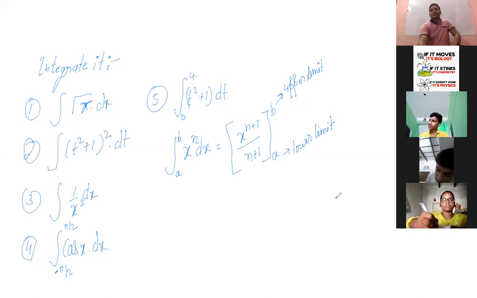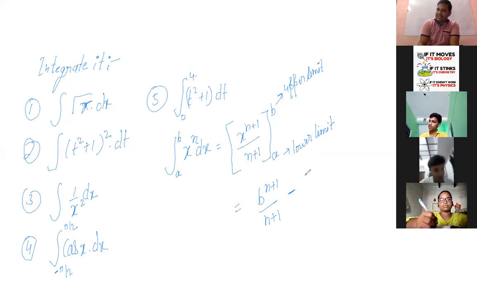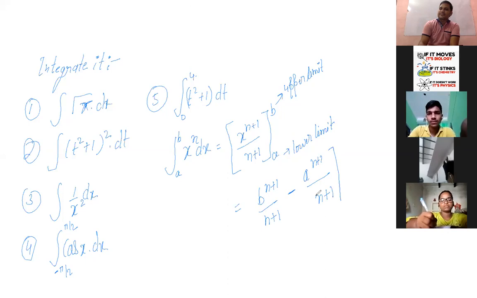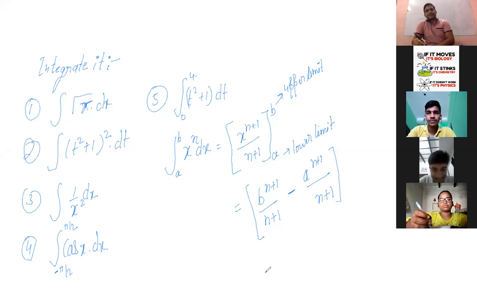What you need to do is first put the value of the upper limit in place of x, then subtract the lower limit. So it is b to the power n plus 1 upon n plus 1, minus a to the power n plus 1 upon n plus 1. This is how you put the values of upper and lower limits. Is it clear to all of you?